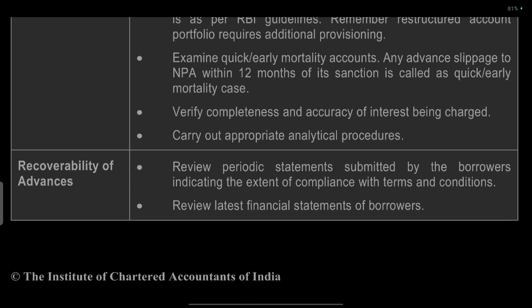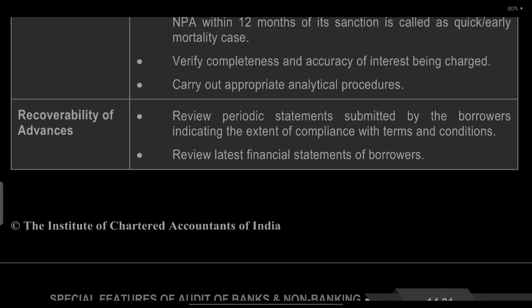Examine the quick early mortality accounts. Any account slipping into NPA within 12 months of the sanction is called a quick or early mortality case. Verify the completeness and accuracy of interest that has been charged. Carry out the appropriate analytical procedure.